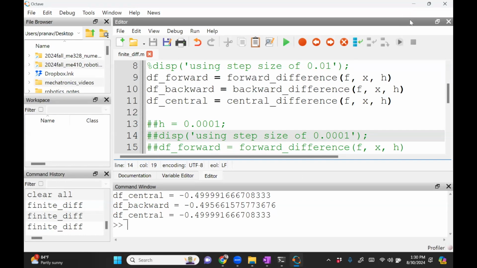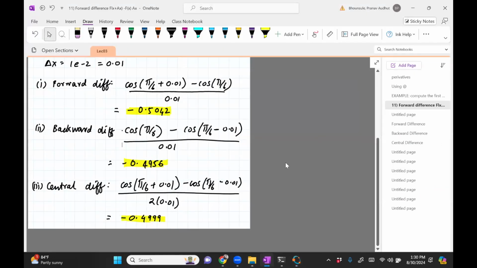Any questions? So this was the second part, which gave you the answer for 1e negative 4, which you should copy in your notes. Let's move on to other things.